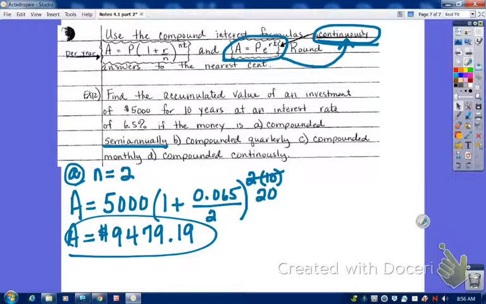The B part says we're going to take the same amount of money, the same principal, the same interest rate, the same time, but we're going to compound the interest quarterly. Okay, quarterly means how many times a year? 4 times a year. So in the B part, our n is going to be 4. Should this make us more money or less money than when we collect it semi-annually? What do you think?